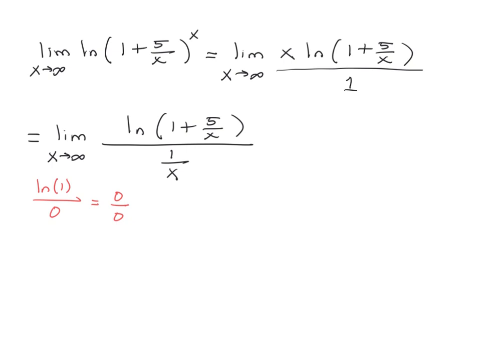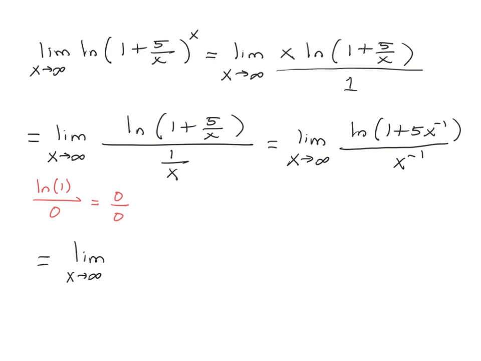Before I do that, I like to rewrite the expression so it's better for using rules of derivatives. I'm going to write this as the natural log of 1 plus 5x to the negative 1. Likewise, in the denominator, instead of 1 over x, I'm going to call this x to the negative 1. My next step is I'm going to differentiate the top and bottom separately.